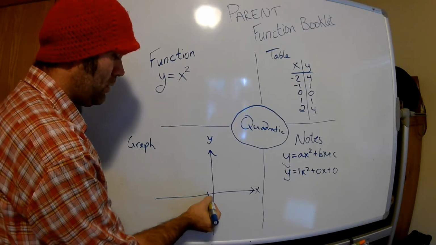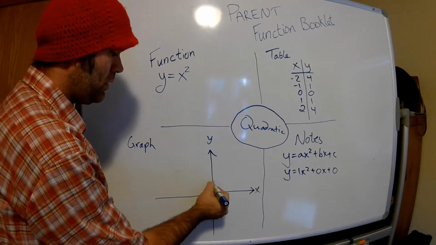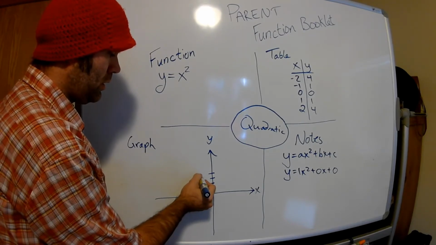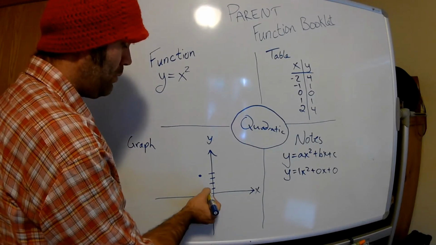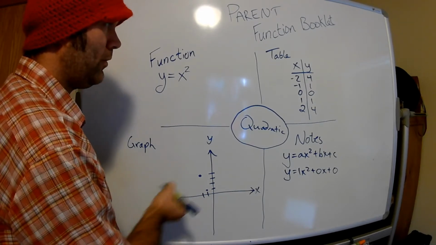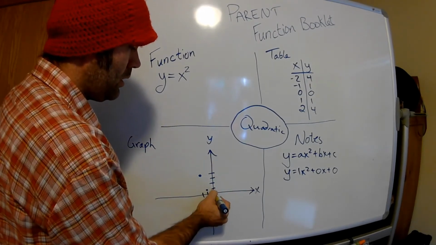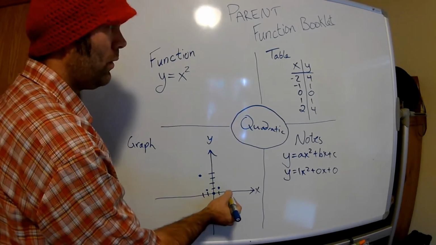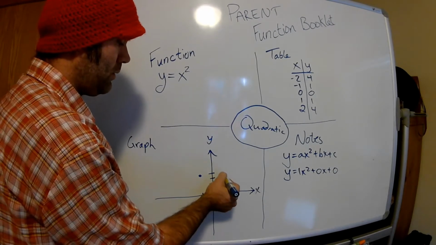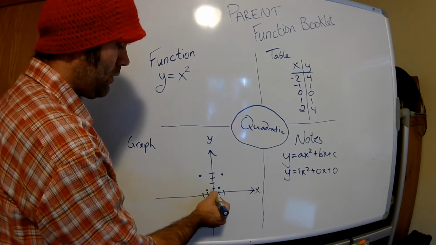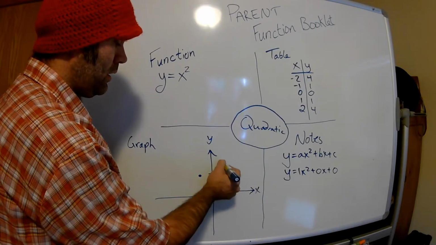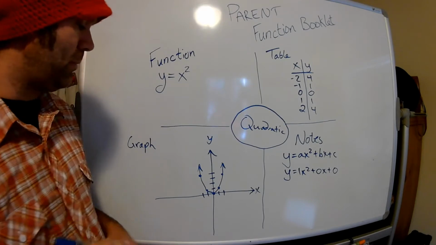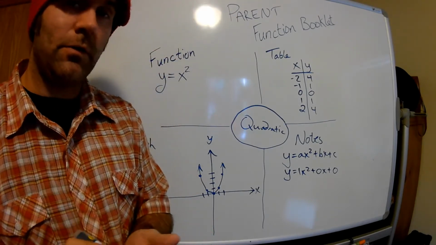So -2, 1, 2, 3, 4. So we go left 2, up 4. We go left 1, up 1. 0, 0. Then we've got 1, 1. That's right 1, up 1. And then 2, 4. We go right 2, up 4. And if I graph this correctly, we should have a nice U-shaped graph, fairly U-shaped. If it's not, it's just because I didn't graph it very nicely.